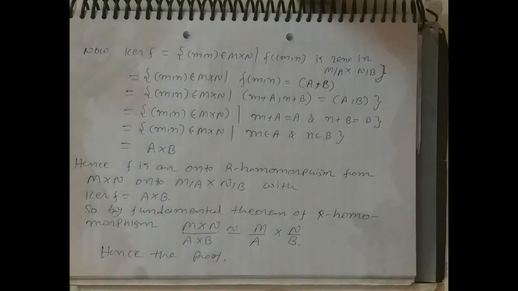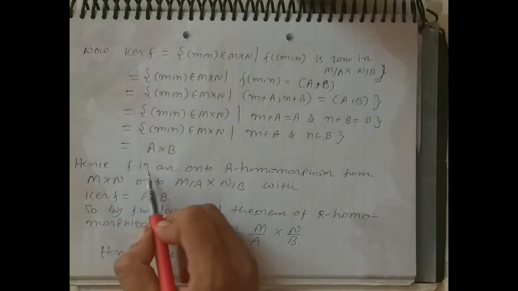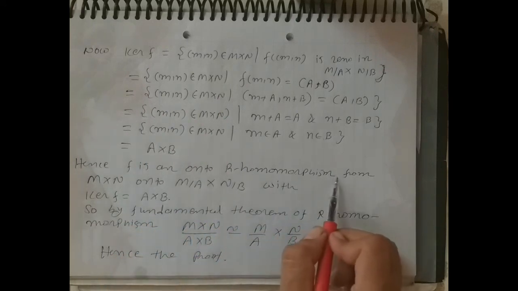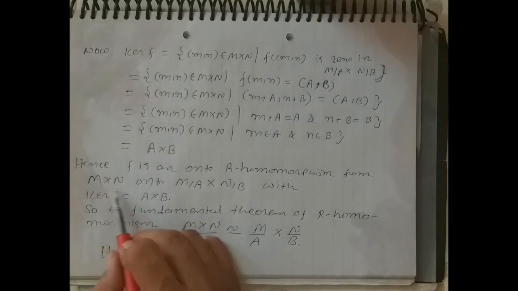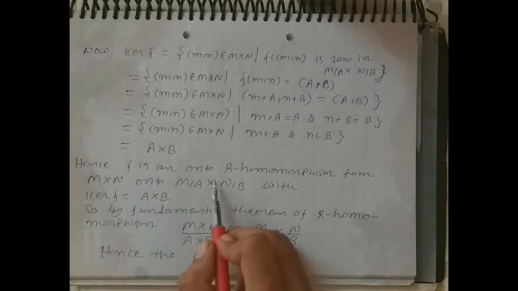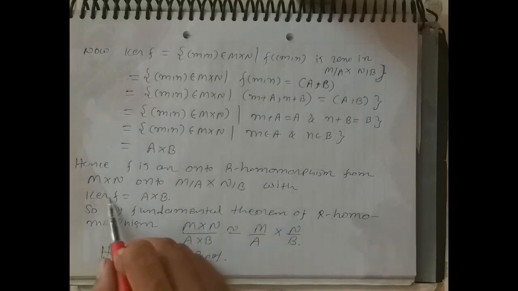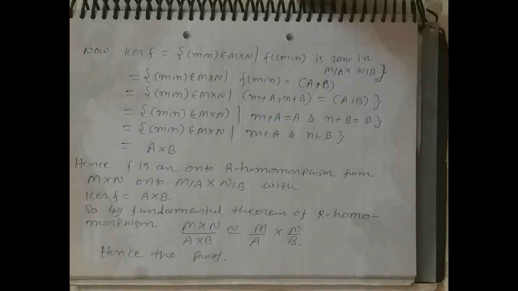So what we have shown is that f is an onto R homomorphism from M cross N onto M quotient A cross N quotient B with kernel of f equal to A cross B. So by the fundamental theorem of R homomorphism, M cross N quotient kernel of f, but kernel of f is A cross B, is isomorphic to M quotient A cross N quotient B. This gives the proof of our theorem.